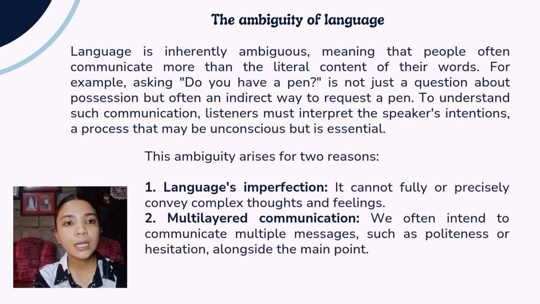The ambiguity of language stems from two main factors. First, language imperfection. Words cannot always capture the complexity of human thoughts and emotions. For example, feelings like love or frustrations can be hard to express precisely. Second, multi-layered communication. People often send multiple messages at once. For example, when asking to borrow a pen, the speaker might also be trying to show politeness or avoid imposing too much on the listener. Because of this, understanding language goes beyond the words themselves. It involves interpreting the nuances and indirect meaning in communication.